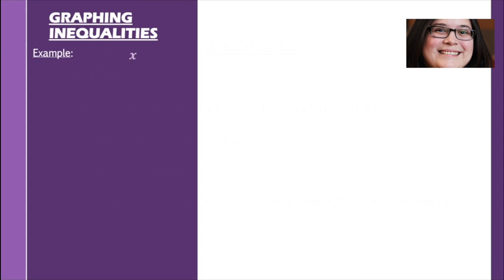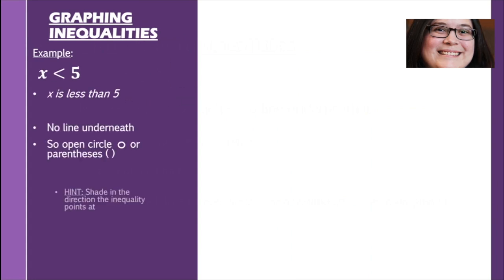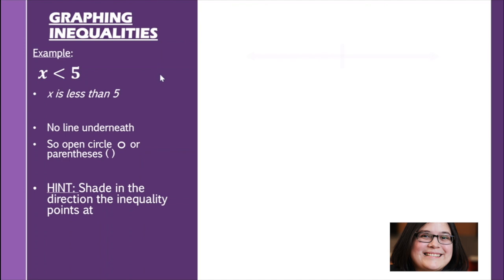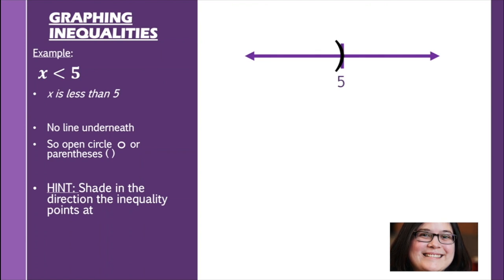Keep in mind what we mentioned in the previous slide. We mentioned that x is less than 5, there's no line underneath it, so open circle or parentheses. And my little pointer is shade in the direction that the inequality symbol is pointing at. In this case, it's pointing to the left, so we're going to shade in that direction. Notice we have our number line appearing and we have the parentheses, and then we're going to shade to the left because we want all the x values that are less than 5. So bam, like that. Done.